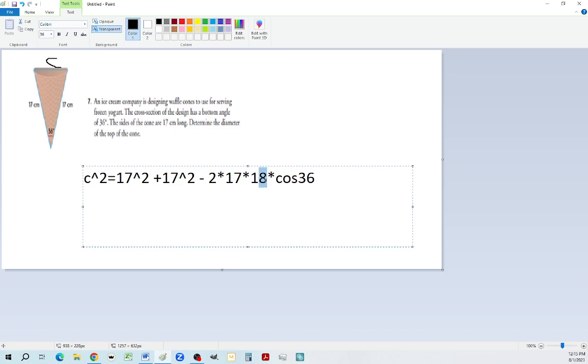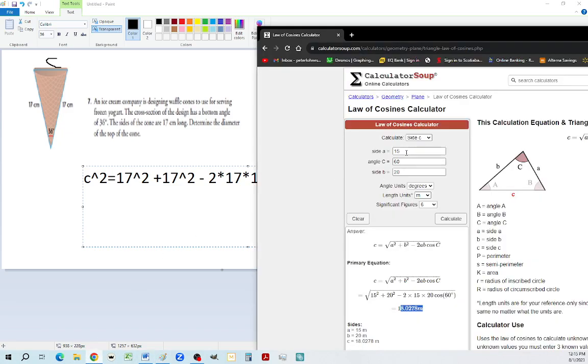I can't, come on. My OCD is kicking in. So there we go. I've got that. So now I can go over here and say, yeah, I'm still looking for side c, only this time the sides are 17, the angle is 36, and the sides are 17. And I can hit calculate.